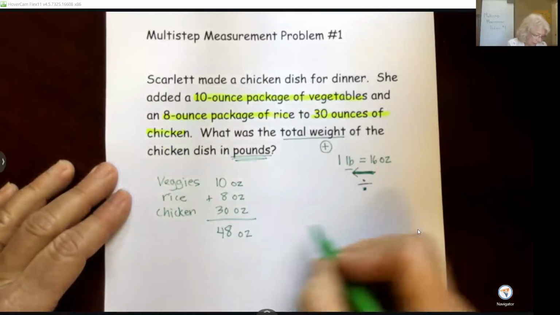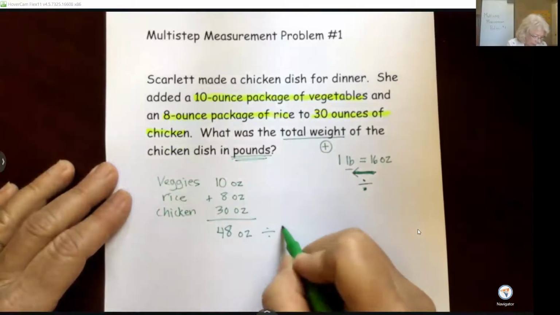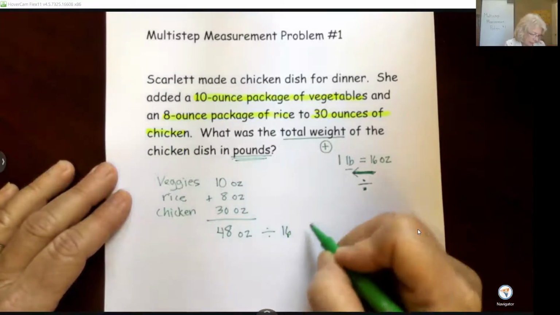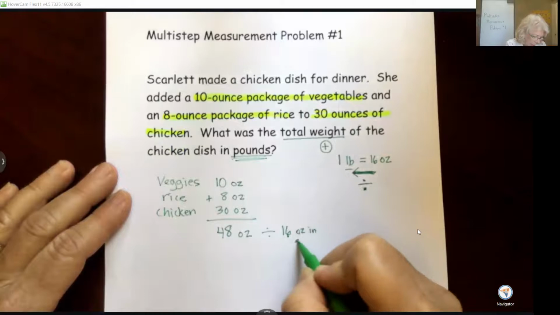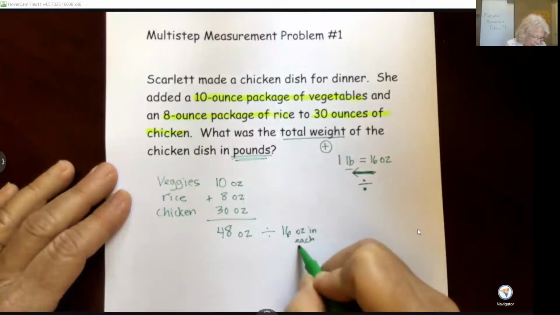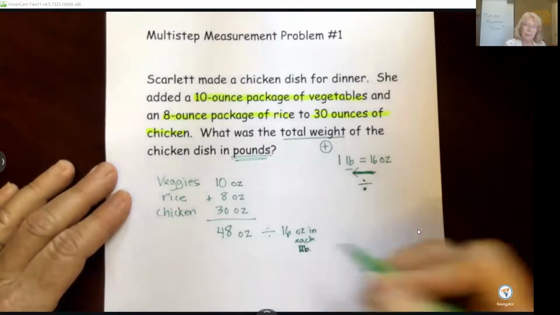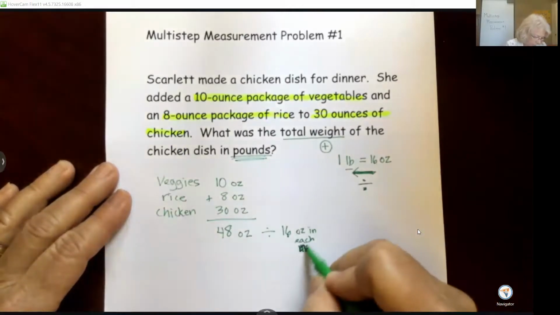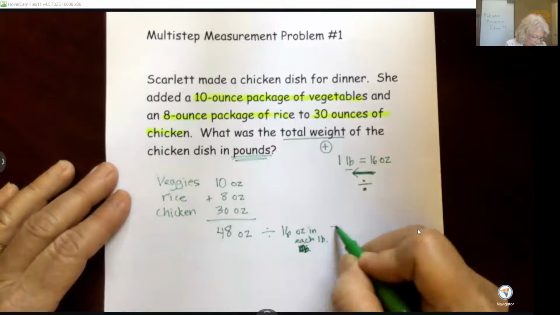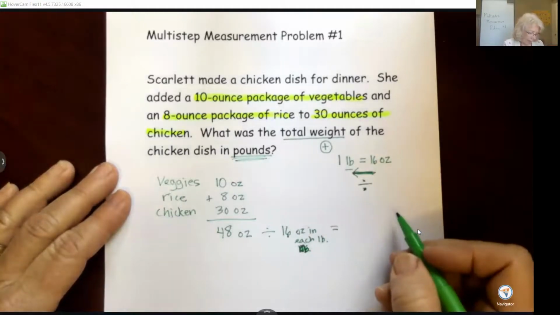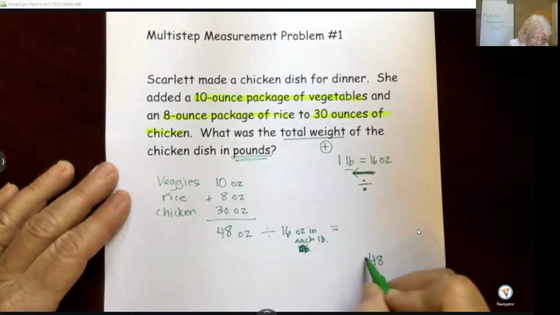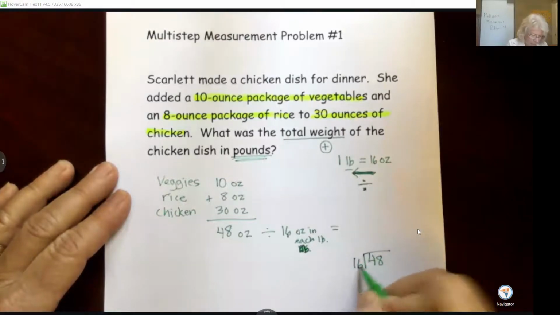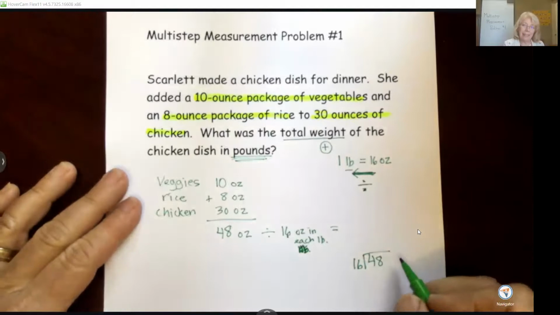So we're going to take 48 ounces divided by 16, which is the ounces in each pound, if you remember what we're doing there. And we get the total number of pounds. So now we have to do this math, 48 divided by 16. This is where I might need to guess and check.